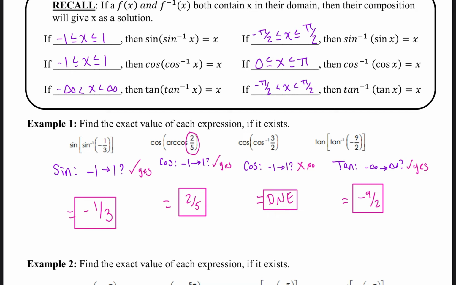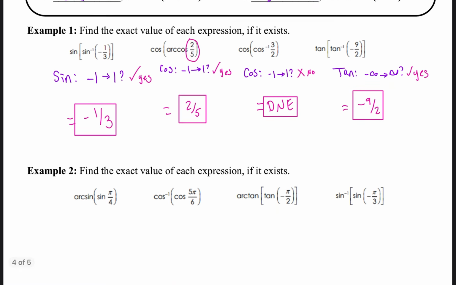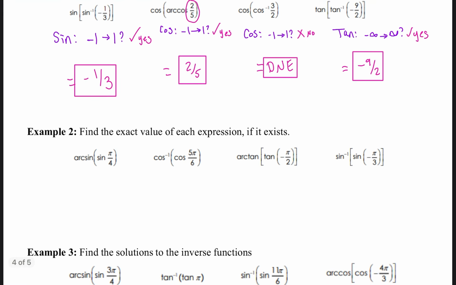Example 2 is going to look very much like example 1, except we're not looking at these values. We're going to look at these ones instead. So as long as it's between -π/2 and π/2 for sine and tangent, or between 0 and π for cosine, it's going to work just like we did before. Taking a look at this first one, it says we're looking at the arc sine of the sine.